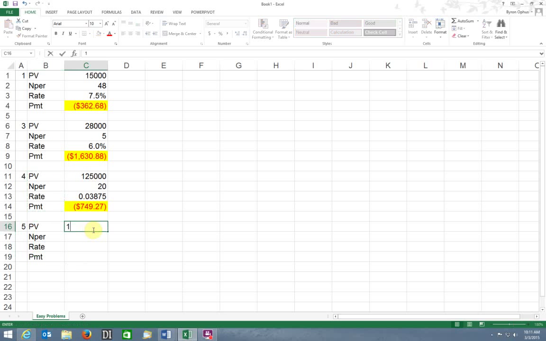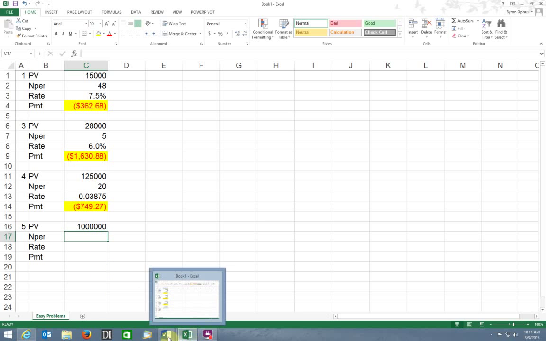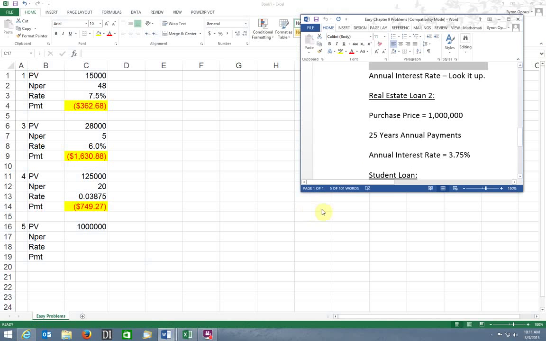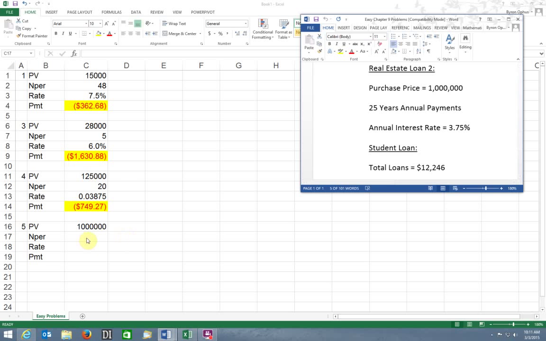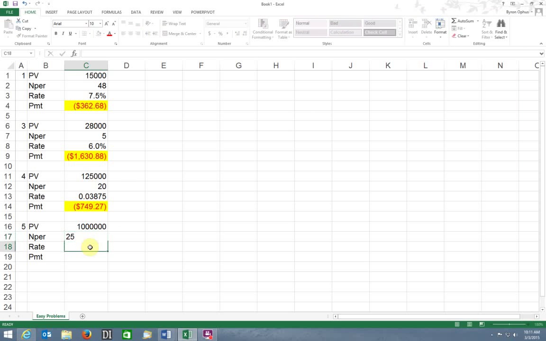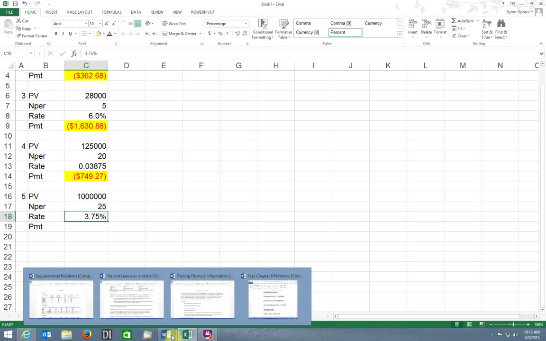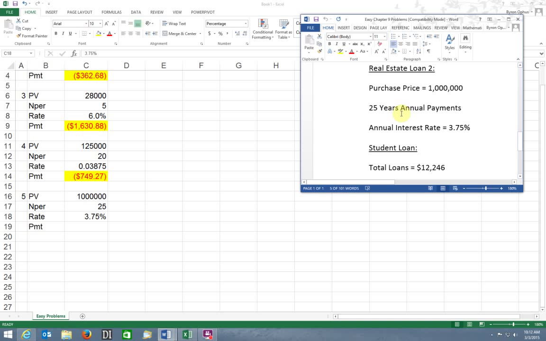All right, and it's $1 million. And then my number of periods are 25 annual with a rate of 3 3/4. So 25 and 3.0375. And in this case, it's pretty straightforward, right? It's just annual payment, so I don't have to multiply by 12 and I don't have to divide by 12. I can simply just go ahead and put in those numbers and calculate my payment. I don't think I need to show you guys how to do that, so I'm going to move on so we can get to some other things.